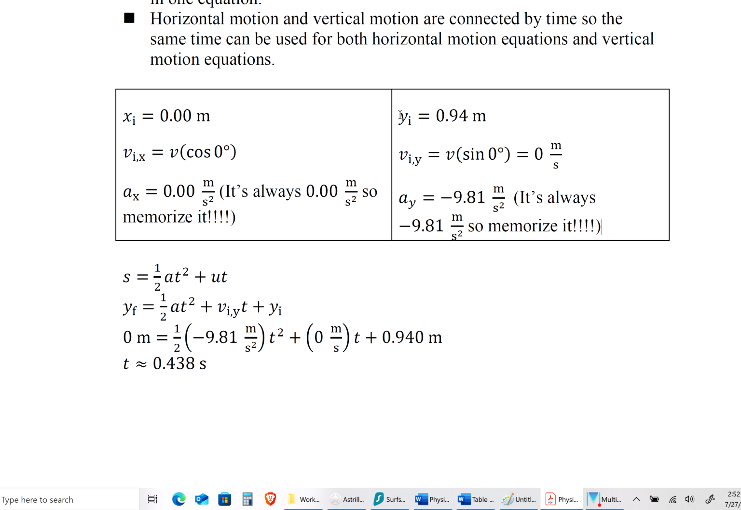Y initial is 0.94, Y final is 0, V initial y is 0, A sub y is minus 9.81. Because I'm saying positive y is up and negative y is down, acceleration is always towards the center of the earth.